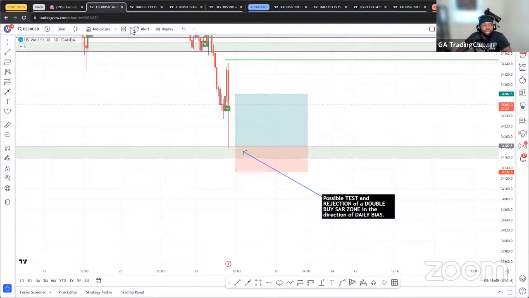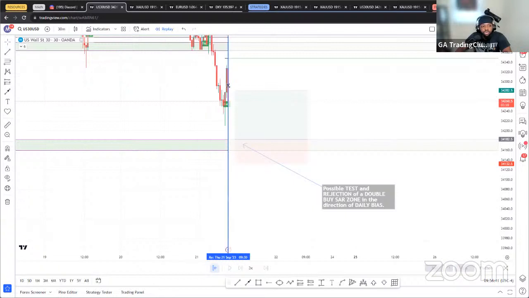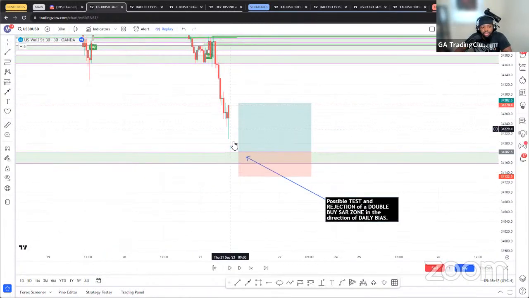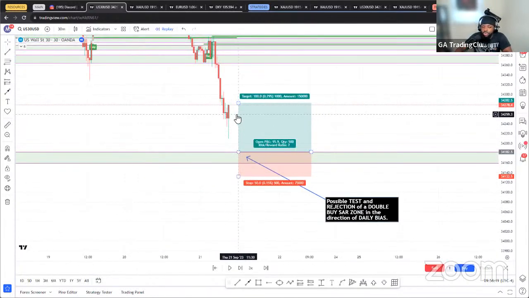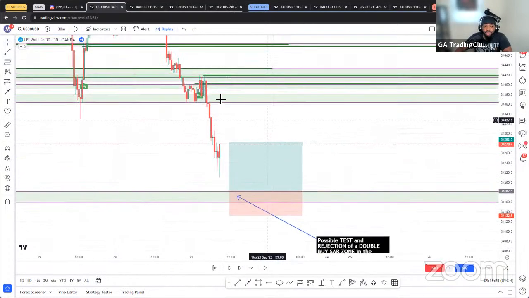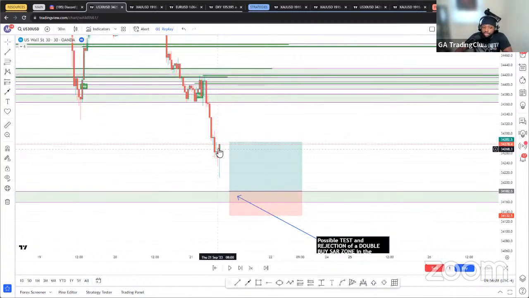Because even before the live session here, I've been waiting on this. Oh no, my mouse is dying. I've been waiting on this 30-minute entry, but when I saw US 30 retracing up, I was like, maybe I'm not going to get that buy, and maybe now I'll have to wait for a buy up here. But I didn't hop into that buy because it hadn't validated.